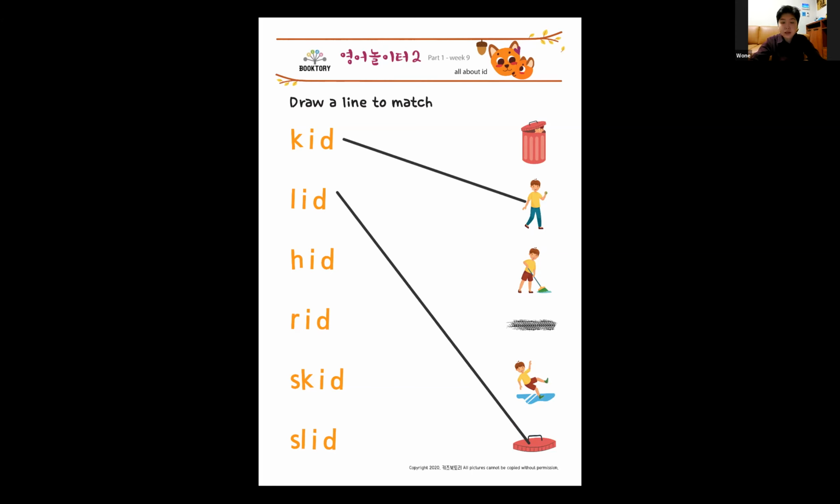The next one is going to be hid. Hid means the kid is trying to hide, right? So not trying to be seen. He doesn't want to be seen. So this is going to be hid. The next one is rid. Rid is like cleaning something up. This is rid.